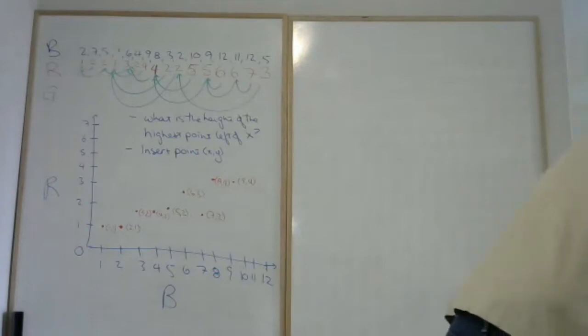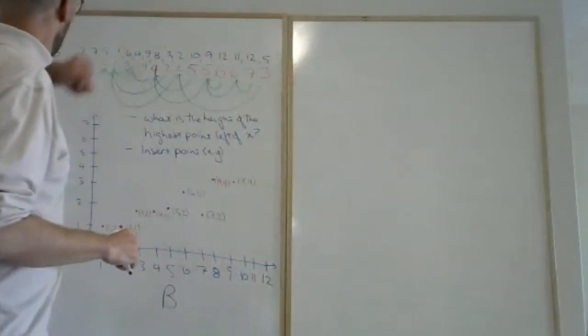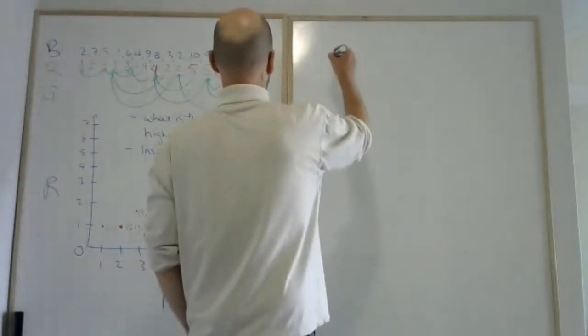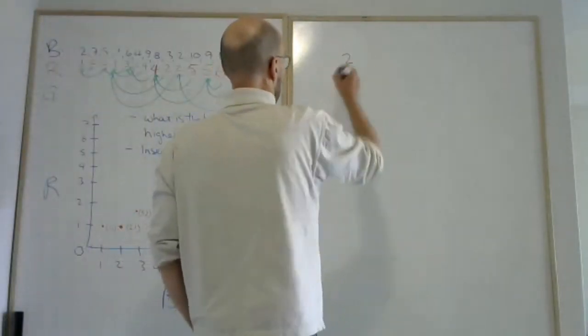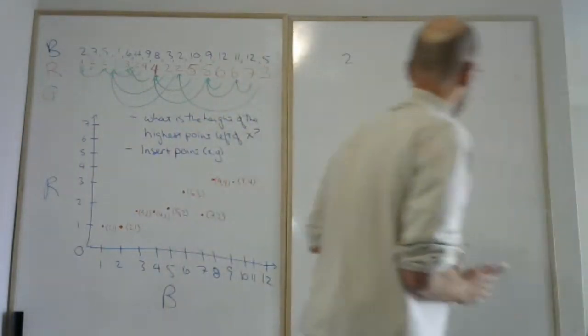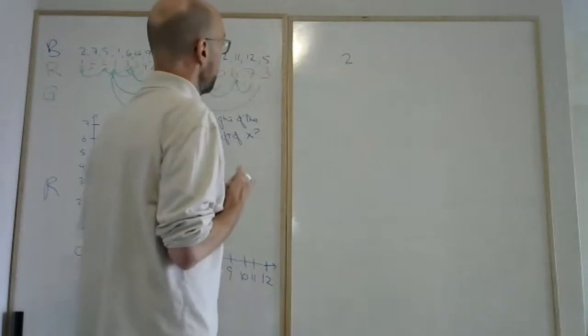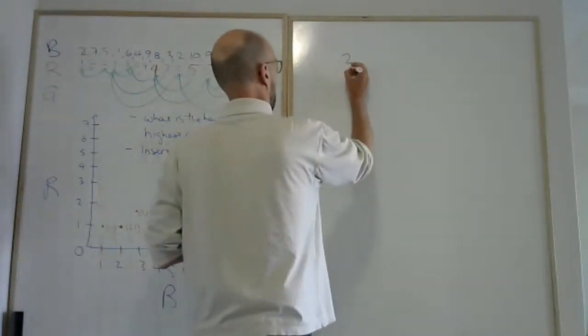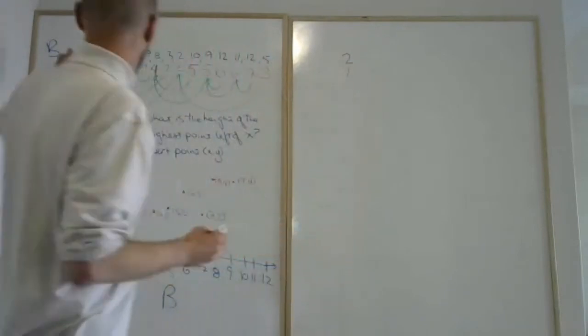Now, I'm going to insert the B's as keys, so I insert 2. But I also put, this is not the key, this is satellite data, I put the R value.